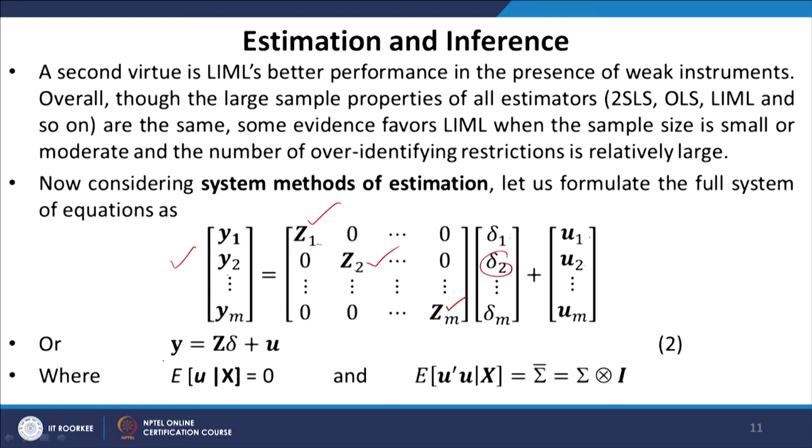Alternatively, we write it as y equals z delta plus u, where the expected value of u conditional upon x is equal to 0 and the expected value of u prime u, that is the variance of u conditional upon x, is denoted by sigma bar, where sigma bar is equal to sigma Kronecker product I. Kronecker product I essentially implies that each and every element of sigma is multiplied by an identity matrix I.